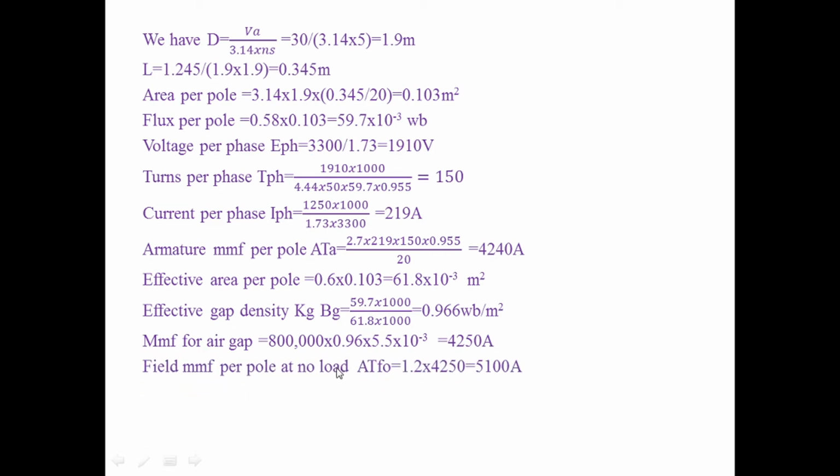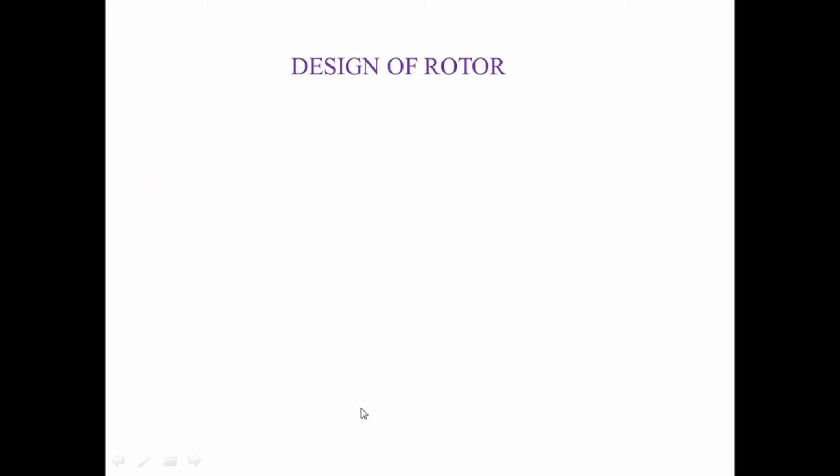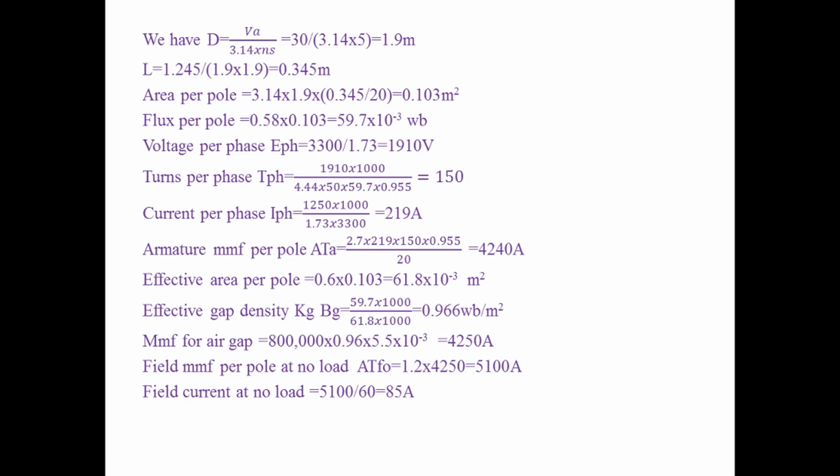So field MMF per pole at no load, that is ATF naught, is equal to 1.2 into 4250. So that is the field MMF per pole at no load, ATF naught, which is equal to 5100 amps. Field current at no load is 5100 divided by 60, where 60 is the number of slots. If you divide, you will be getting 85 amps field current at no load. So that is the equations.